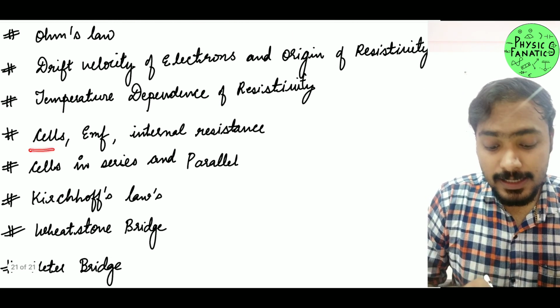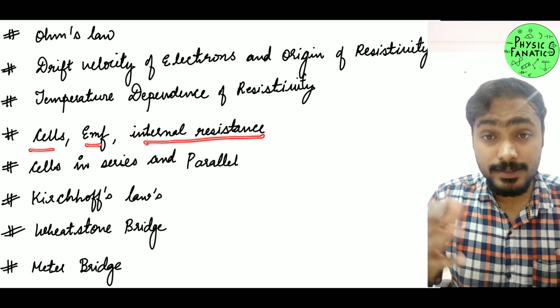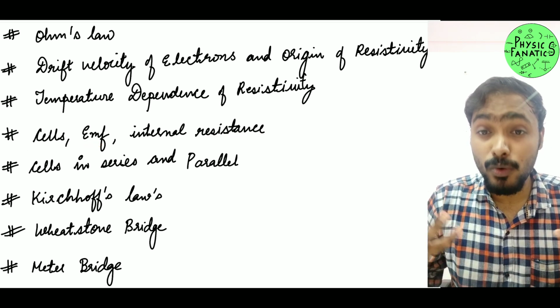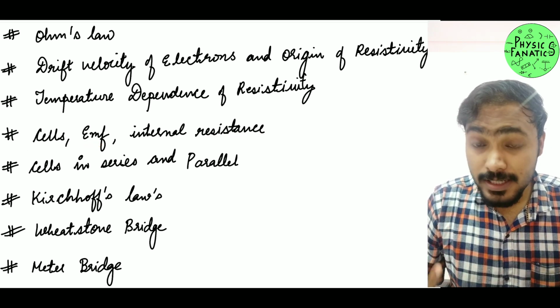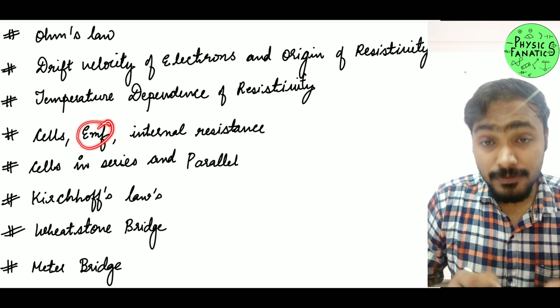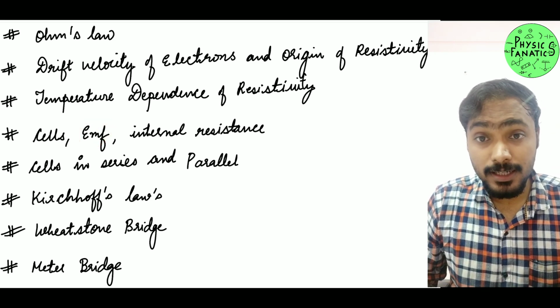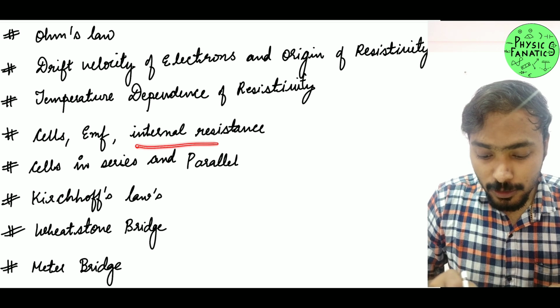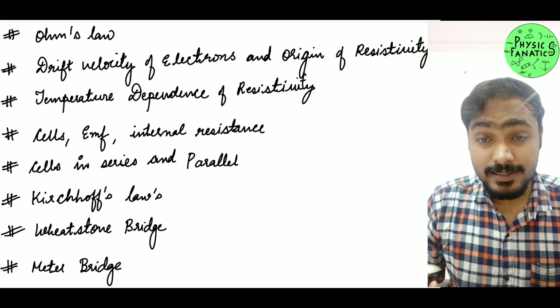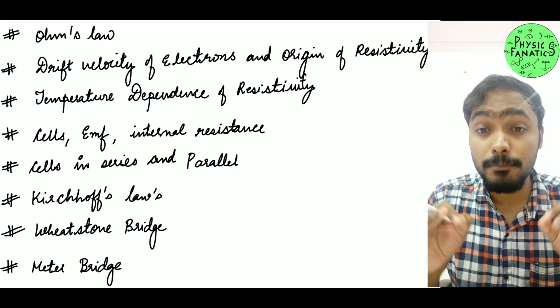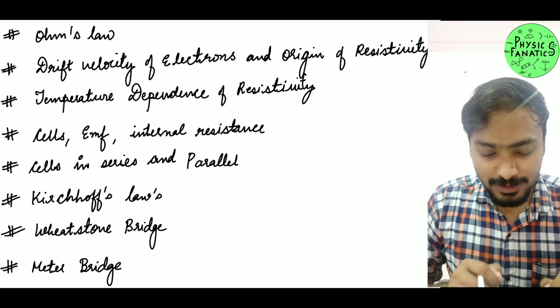Next is cell, EMF and internal resistance. We will talk about what is a cell and what are the uses of a cell. We'll talk about what is the EMF of a cell. And finally we'll talk about what is internal resistance, that is, the resistance that is offered by the cell.